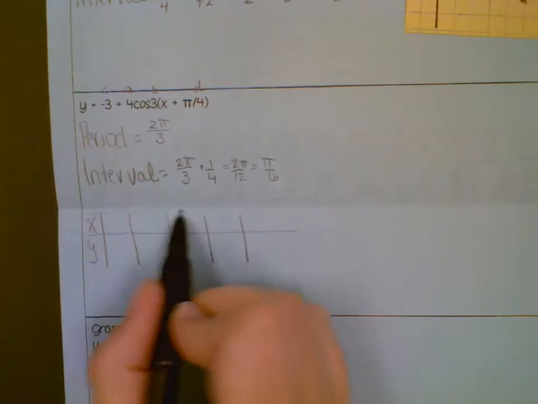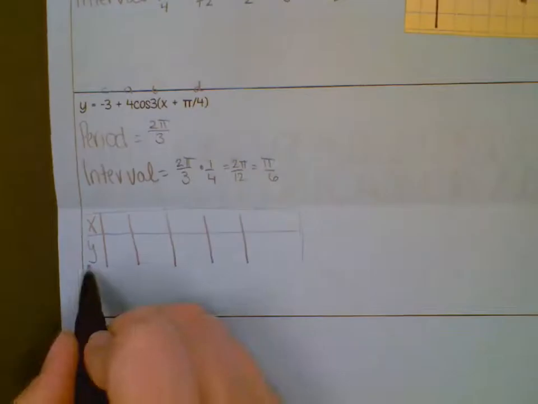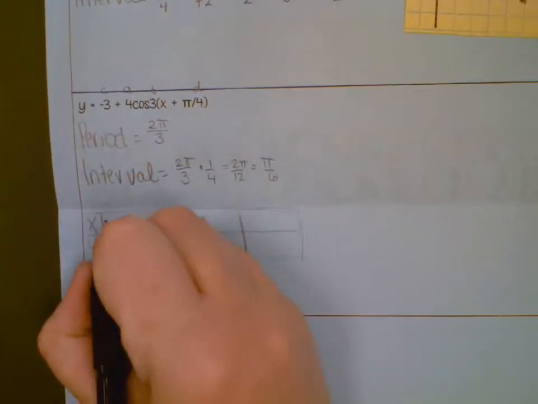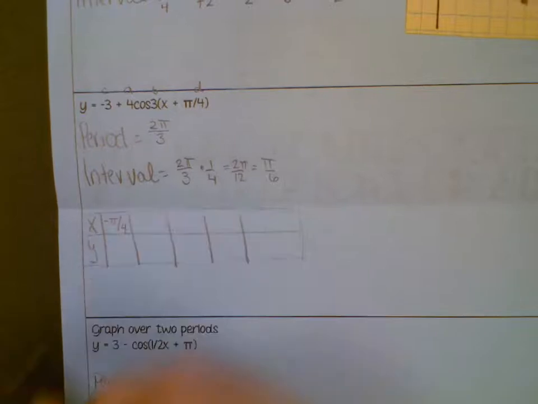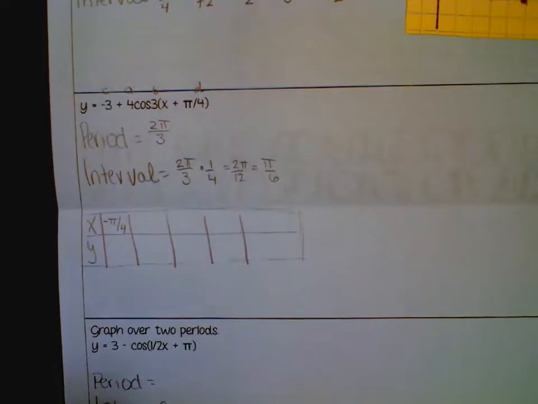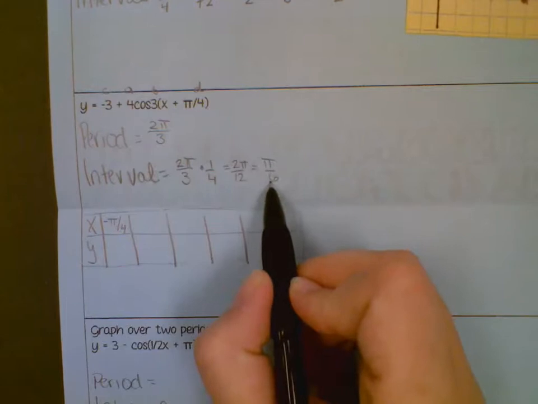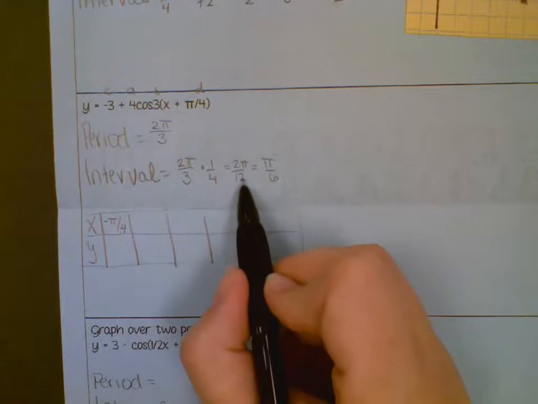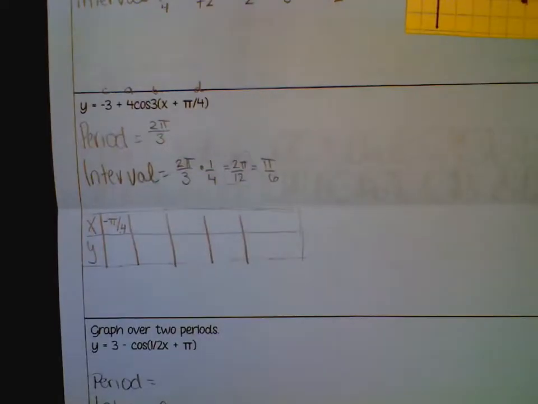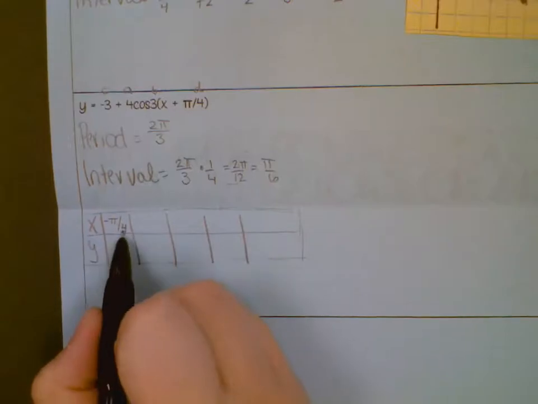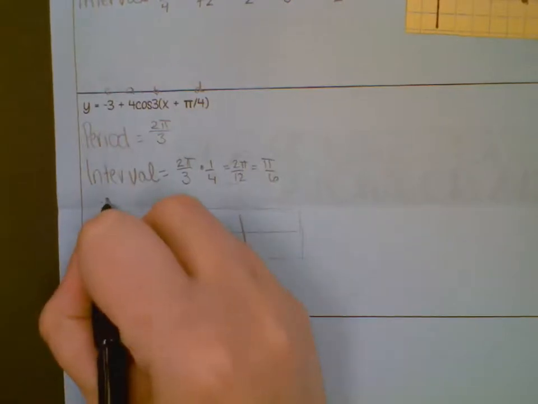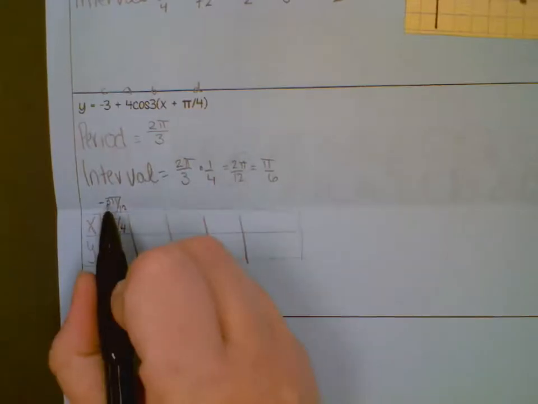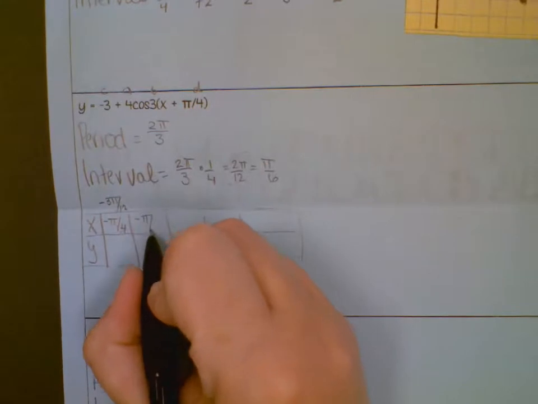Okay, so now what we'll do first to make our table is our first x value is our shift, and remember it's the opposite of the sign, so that means we're going backwards, negative pi over 4. Since my interval is in sixths and I have fourths here, the common denominator would be 12ths. So I'm actually going to add that 2 pi over 12 to get to the next one, but I need to make this 12ths. To get a 12 here, I would multiply by 3. So that'd be negative 3 pi over 12. When I add 2 to negative 3, I get negative pi over 12.